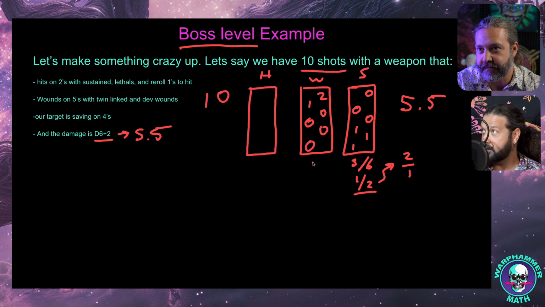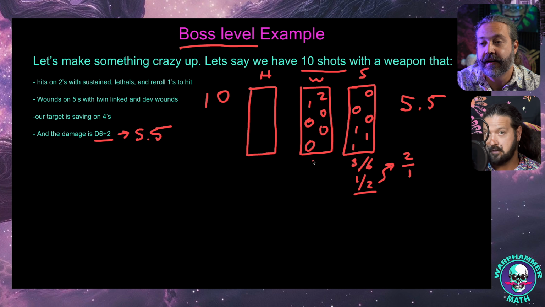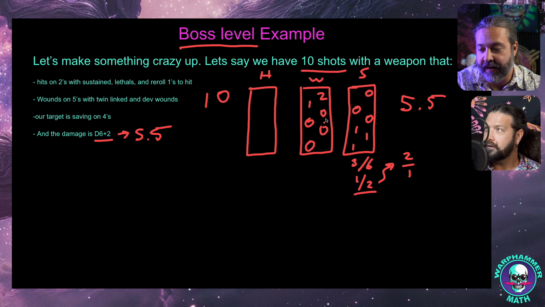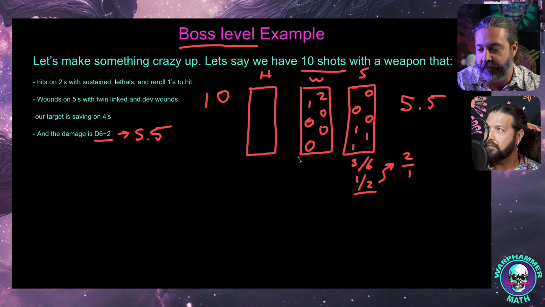Okay. But it's also twin linked, so you're re-rolling those. Right. So here's what we're going to do. We're going to take our original value. So what's our proportion right now?